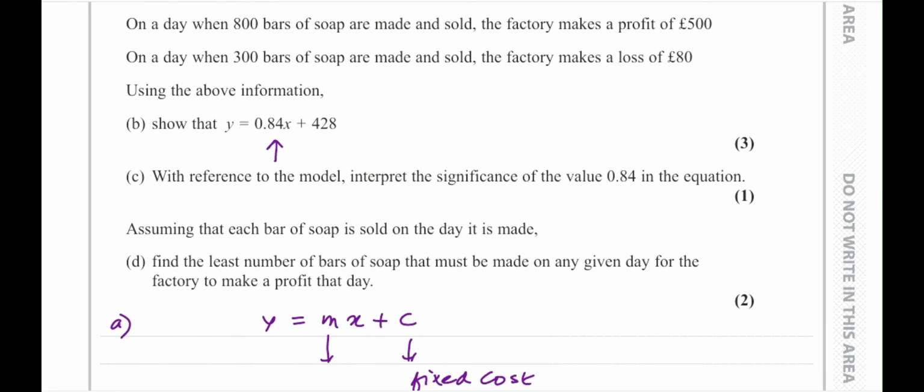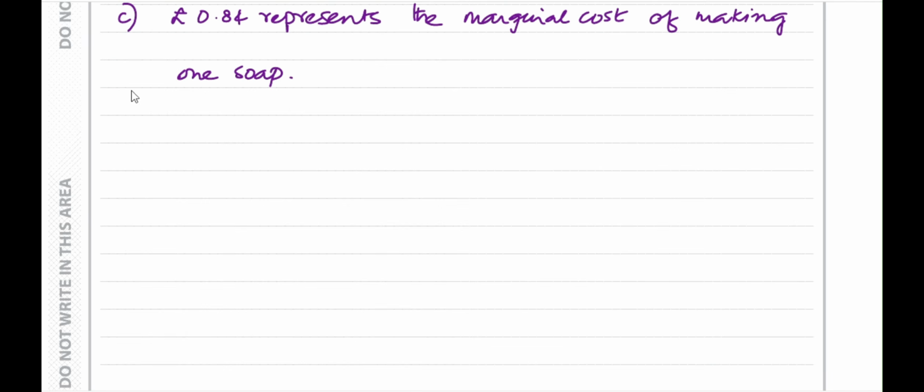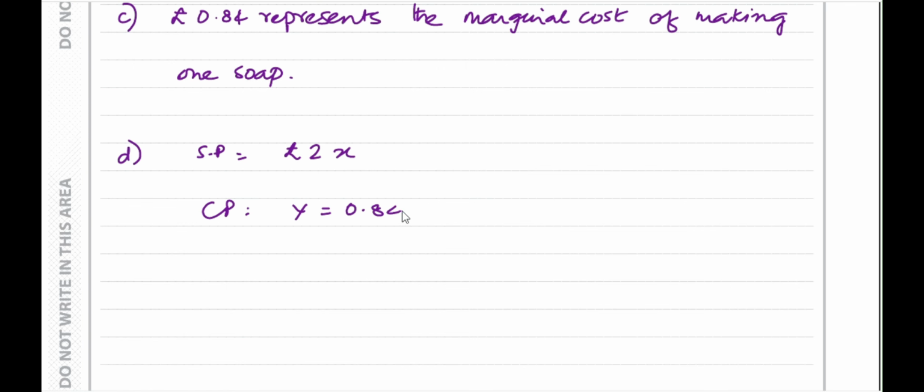Part D. Assuming that each bar of soap is sold on the day it is made, find the least number of bars of soap that must be made on any given day for the factory to make a profit for that day. So we know that the selling price is equal to £2. Therefore it is £2 times x. And the cost price, there is a function for that, y is equal to 0.84x plus the fixed cost 428.